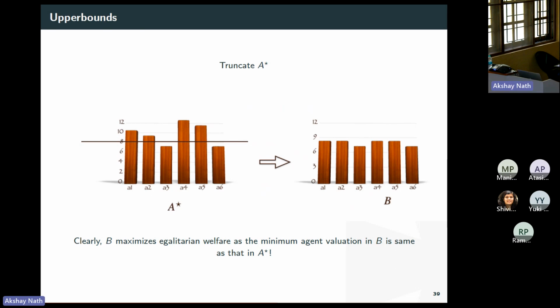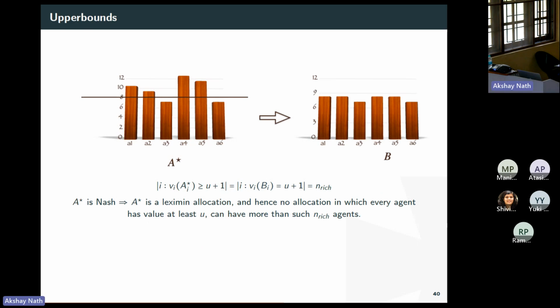Since B is coming from a Nash optimal allocation, it has the same number of richer agents, meaning those with the longer bars. Whatever number of agents we have with utility more than U plus 1, that exact number is reflected here. Since A star is Nash optimal, it maximizes the minimum utility as well. Therefore B also maximizes the egalitarian welfare among all EQ1 allocations. We can also show that B maximizes all P-mean welfares for P less than 1.